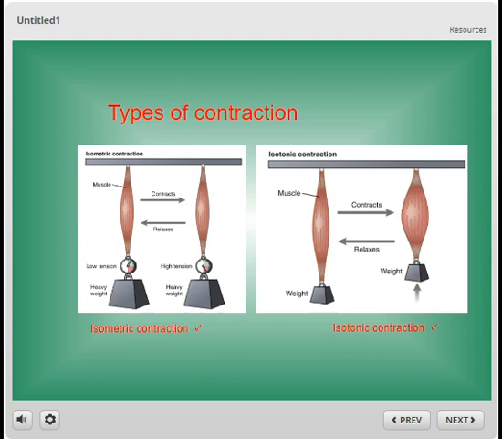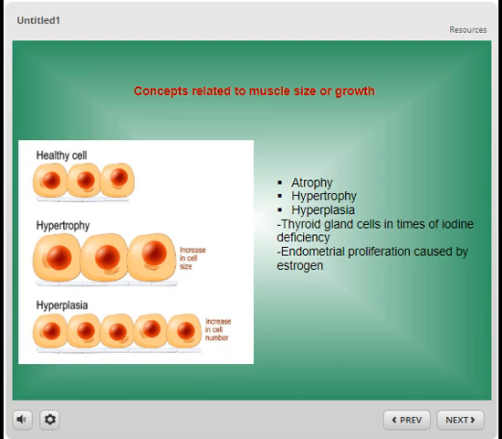In isotonic contraction, the muscle changes length while the tension remains constant. We have three concepts about muscle size or growth: atrophy, hypertrophy, and hyperplasia. Atrophy refers to the decrease in muscle size and strength due to a reduction in muscle fiber size or number.